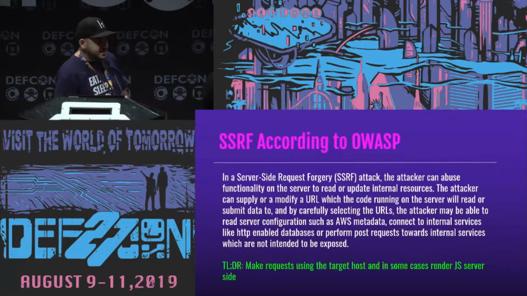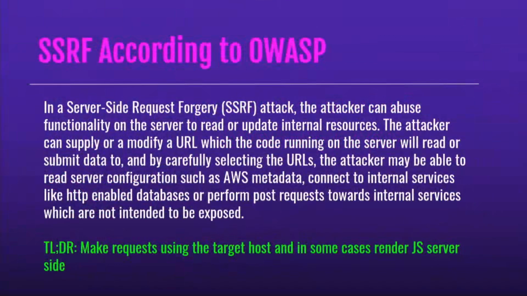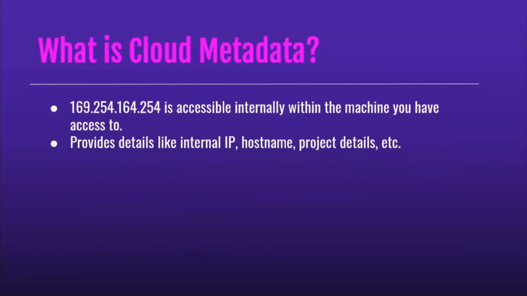So again, we're going to talk about SSRF. This is the long description on OWASP. Server-side request forgery, you abuse functionality, you can update resources, read them, tons of stuff you can do. If you're on the cloud, like AWS, you can hit the cloud metadata, pull some keys. So TLDR, you're just making a request from the target host, and in some cases you can run stuff like JavaScript server-side.